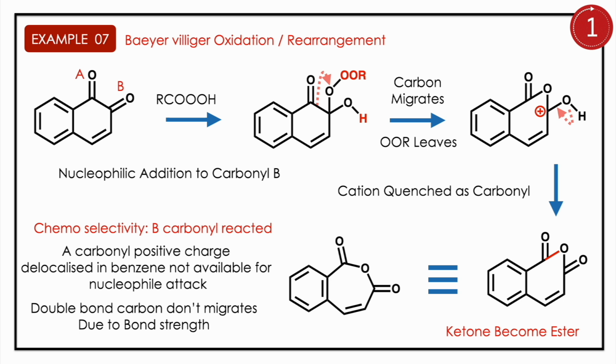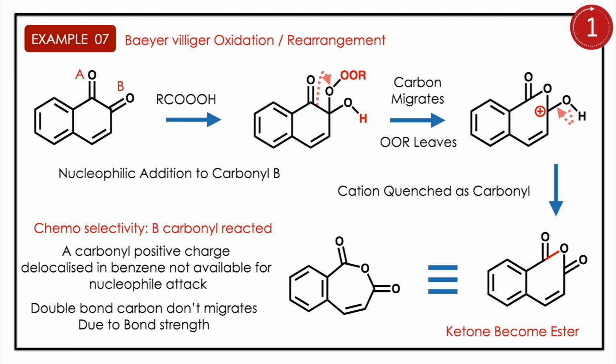Here in A, the positive charge is delocalized into the benzene ring, so it is not available for the attack. So the B carbonyl reacted, not the A carbonyl. Here it is chemoselective. If you compare the A carbonyl and the B carbonyl, in the A carbonyl the positive charge is delocalized in the benzene, so it is not available for the attack. So only the B carbonyl reacts, not the A carbonyl.